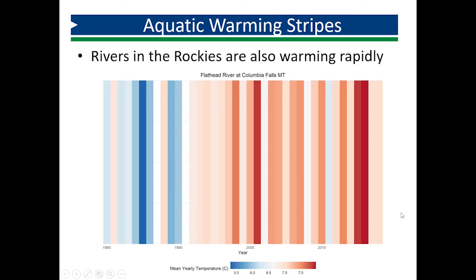Rivers in the Rocky Mountains are also warming at a rapid pace. Here's the Flathead River at Columbia Falls, Montana, and the period of record is almost the same, 1980 to present day, and those earlier years were colder, and we have a strong warming trend. So no matter the geography, you're seeing a similar trend. These are some of the sites with the longest period of record and the least missing data where this trend really comes through.